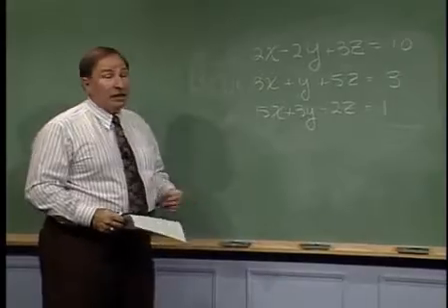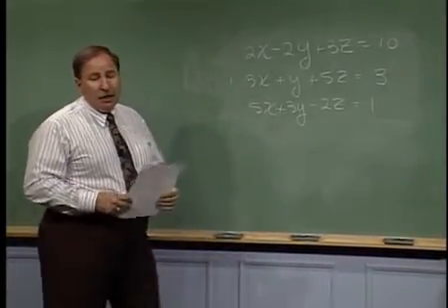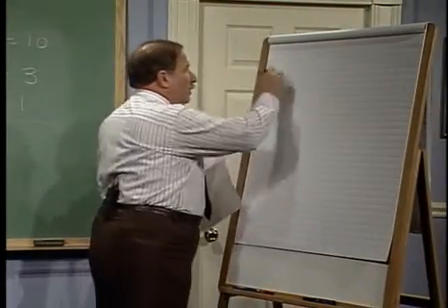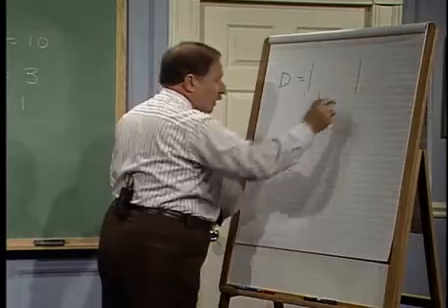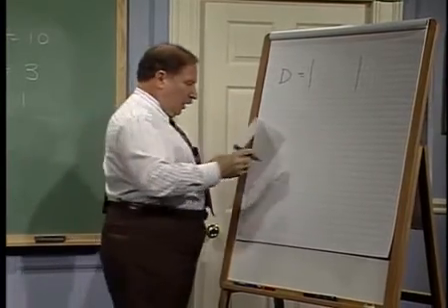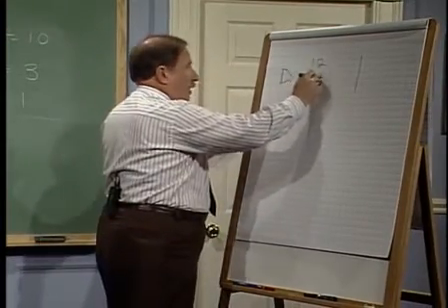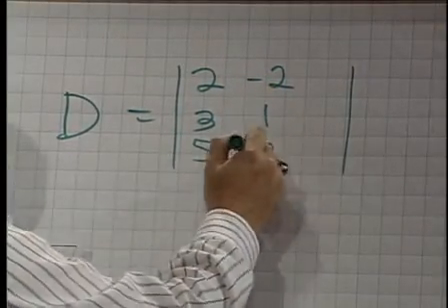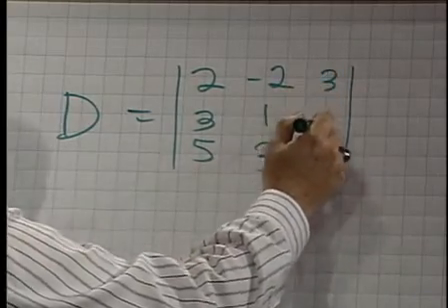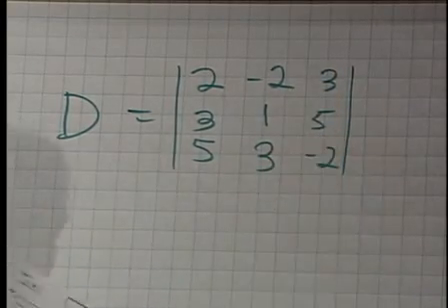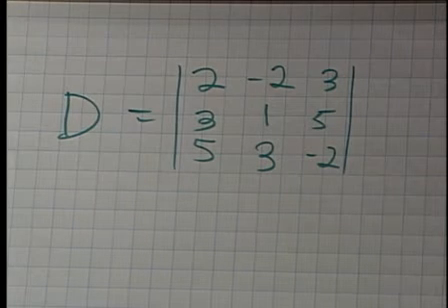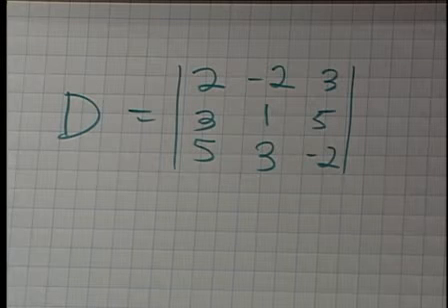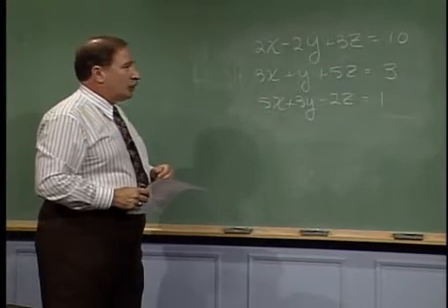We want to get big D. I'm going to leave this up here, and let's get big D over at our friendly easel. Okay? What's big D going to be? It's going to be the determinant for 2 and 3 and 5, negative 2 and 1 and 3, 3 and 5 and negative 2. Once you look at that, I step back over here and make sure that my equations and my big D determinant are the same. Looks good to me.